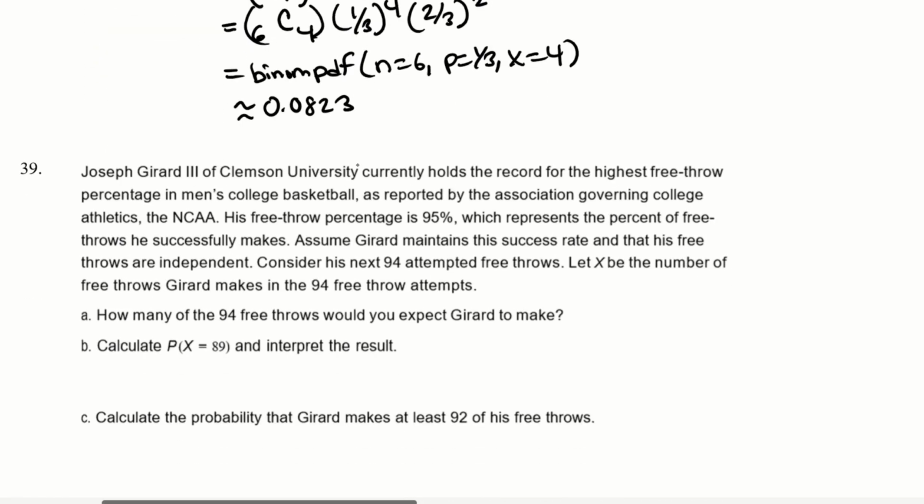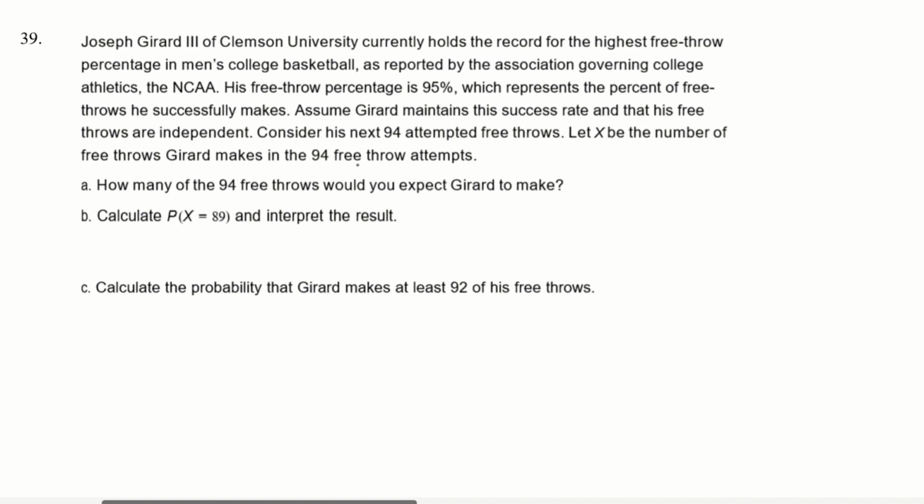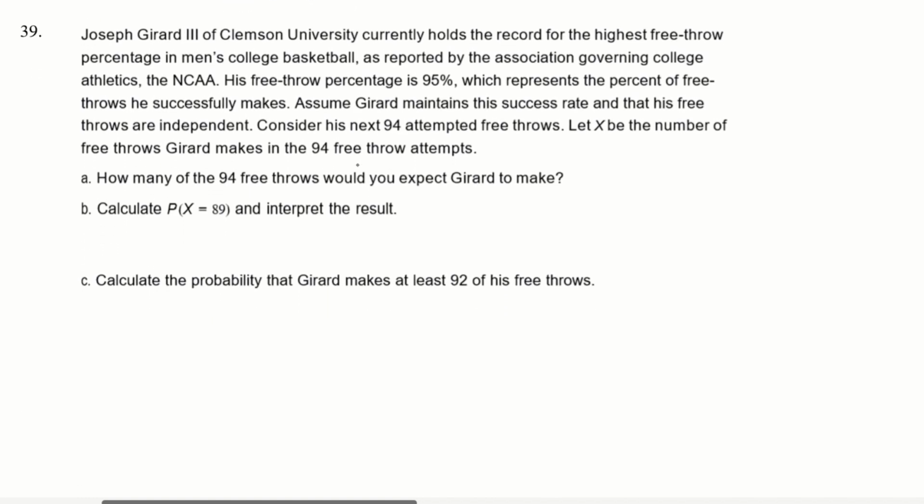Joseph Garrard III of Clemson University currently holds the record for the highest free throw percentage in men's college basketball, as reported by the association governing college athletics, the NCAA. His free throw percentage is 95%, which represents the percent of free throws he successfully makes. Assume that he maintains his success rate and that his free throws are independent. Consider his 94 attempted free throws. Let x be the number of free throws that he makes. So how many of the 94 free throws would you expect him to make?